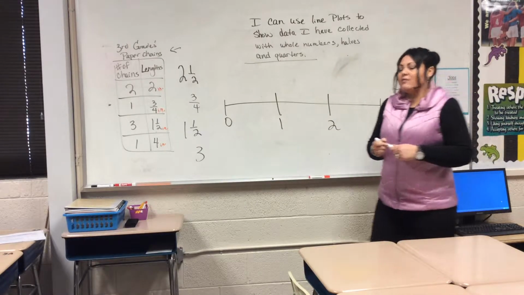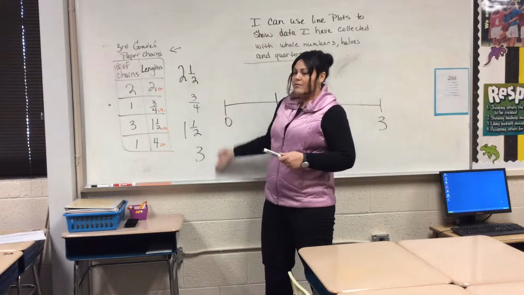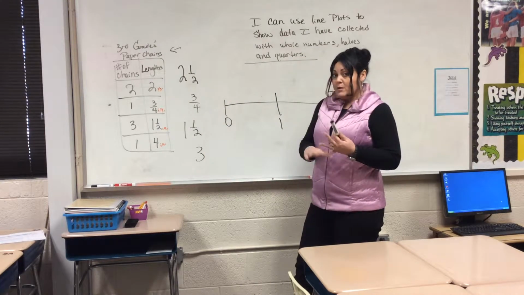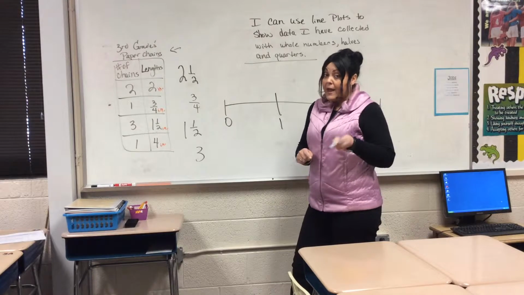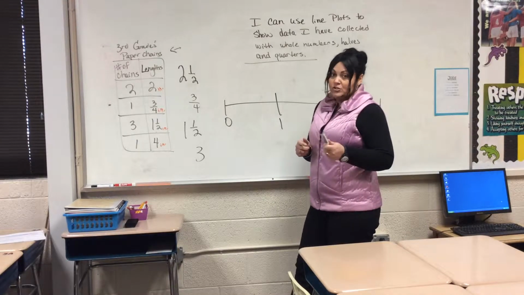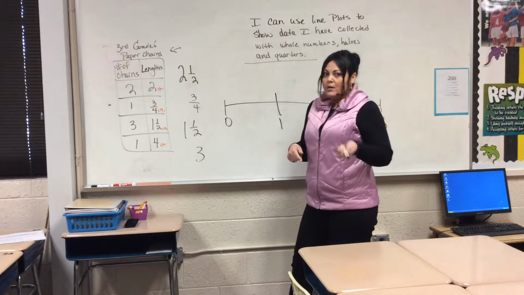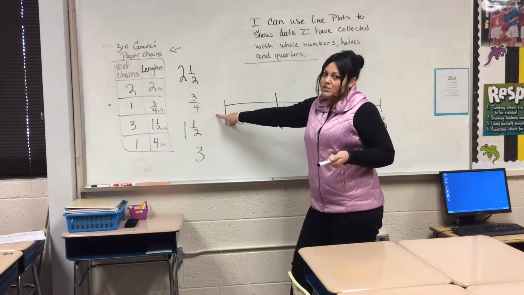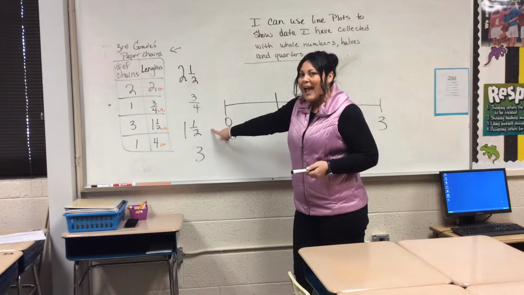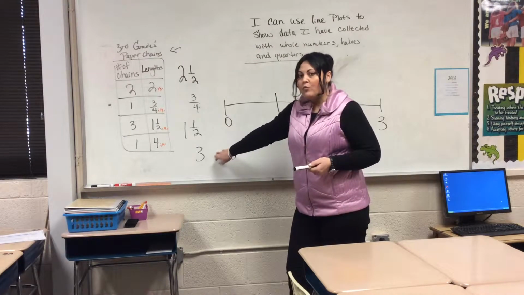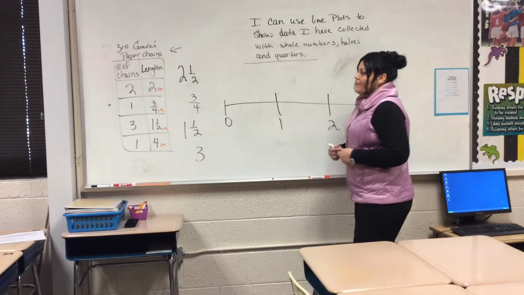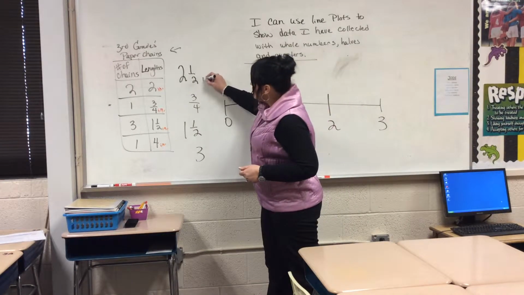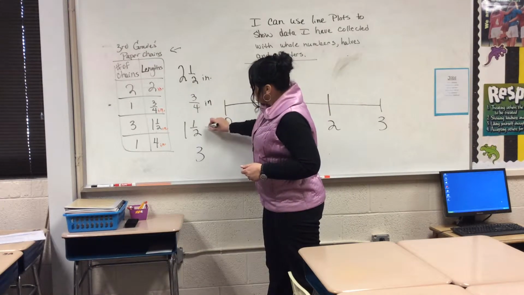So let's look at the data that we're going to plot. We're first going to plot these numbers or these measurements. So we have some mixed numbers, we have some whole numbers, and we have a fraction. So let's look at 2 1/2. Mixed number, a whole number and a fraction. 3/4, that would just be a fraction. 1 1/2, mixed number, and 3, a whole number. So this would be the data that I'm going to plot. Let's say that all of these measure in inches.